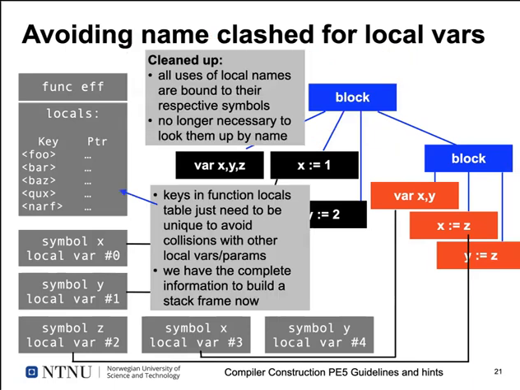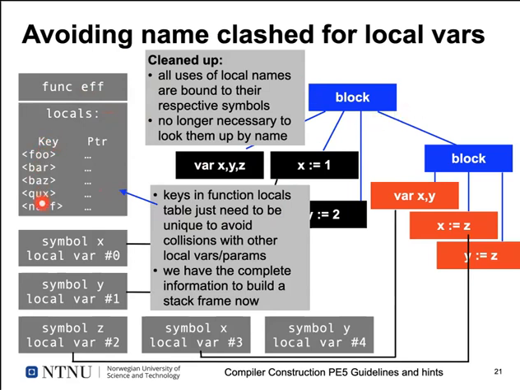All right. So after we finished processing that function, so processing the subtree declaring a function, we can clean it up. So all uses of local variables are bound to the respective symbols. It's no longer necessary to look them up by name because now we have pointers to them. And we know keys in our function locals table. That's what remains of our processing of a function here.